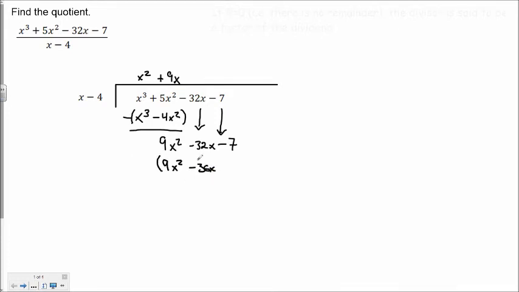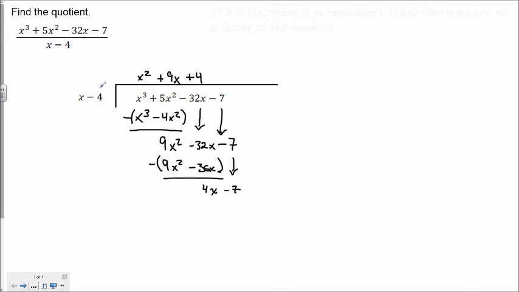And again, I'll subtract that term from my dividend. When I do that, the 9x squared terms cancel out, and 32 minus a negative is again a positive, so 32 plus 36 would give me 4x, and I'll bring down my negative 7. I'm going to repeat this one final time, and I have 4x here and an x here, so I'd have to multiply this leading term by a factor of 4.